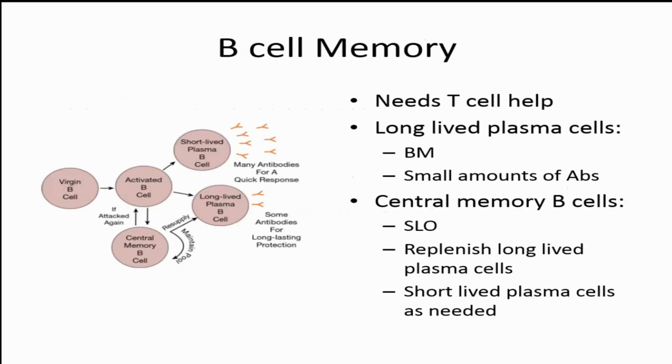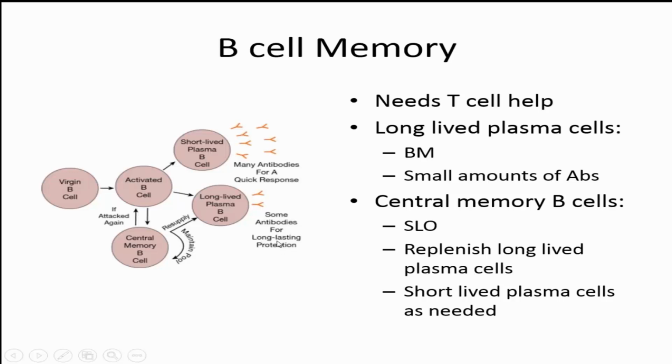B cells. So B cells can have B cell memory, and they need T cell help for that. If we think about it, a naive B cell is going to be activated, and once it's activated, it's going to either make a short-lived plasma cell, which is going to make antibodies and will not have any memory. On the other hand, that activated B cell may turn into a central memory B cell, and it's just going to live in the secondary lymphoid organs. Or it's going to be an activated B cell which is going to give rise to what we call a long-lived plasma B cell. And that long-lived plasma B cell is going to return to the bone marrow. And there, it's going to keep producing very small amounts of that specific antibody.